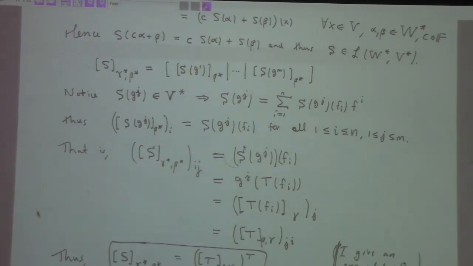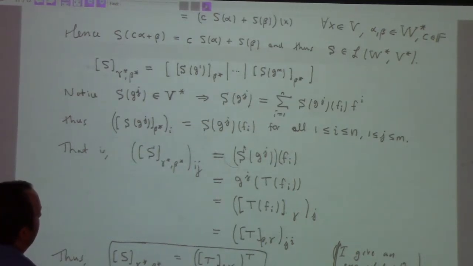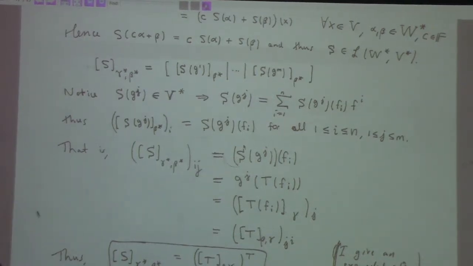So if I let S act on the jth dual basis vector of W dual, that should give me a dual vector in V dual. And if it's in V dual, that means I can build it from the dual basis for V. The way to get components is to let the transformation act on the basis for V. That gives me components with respect to the dual basis. There's my dual basis for V.